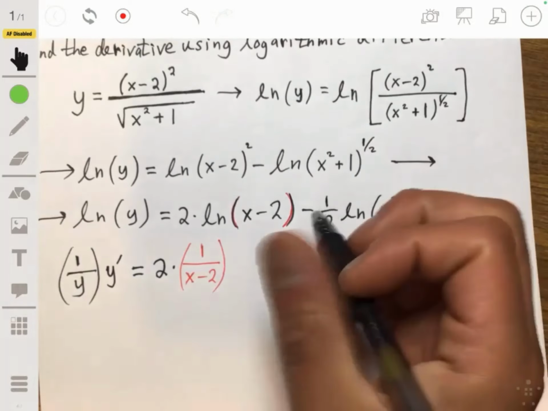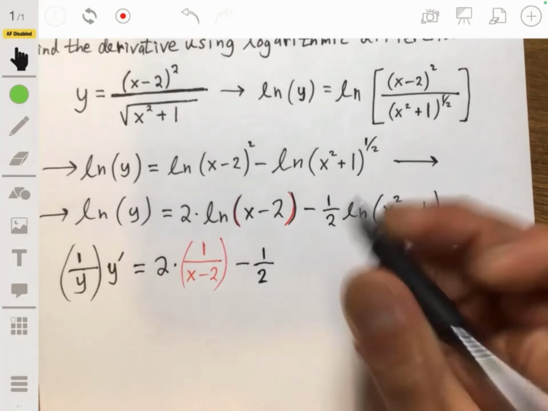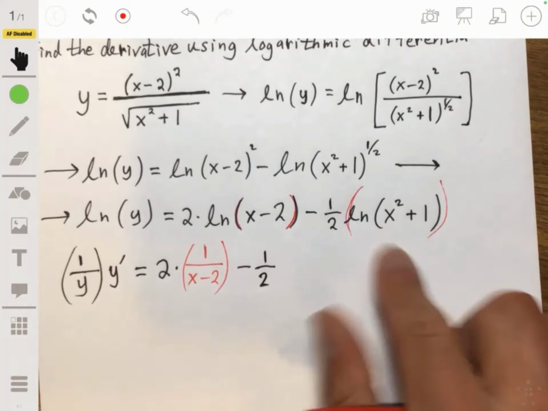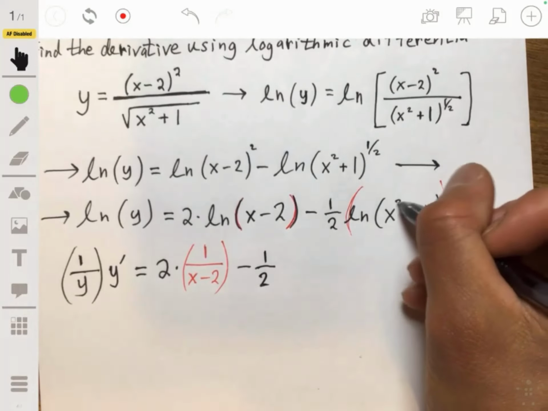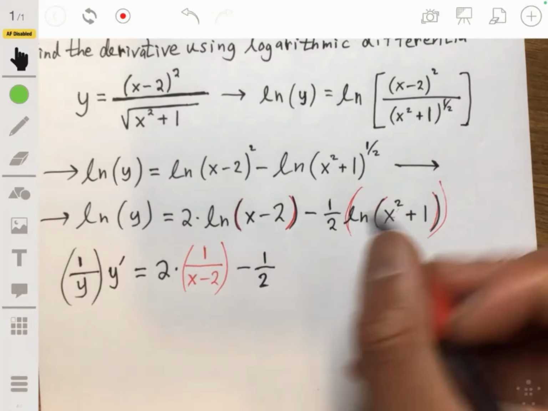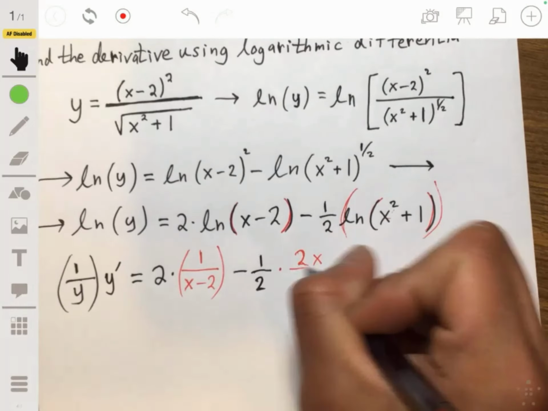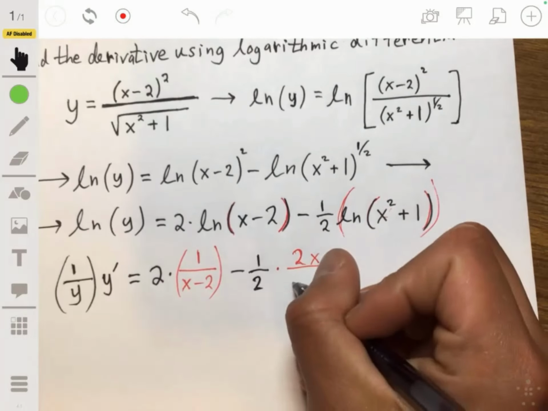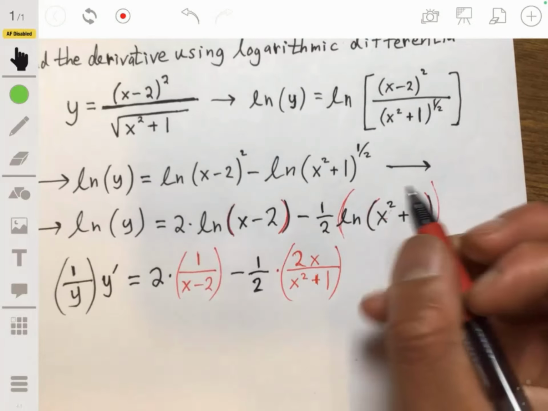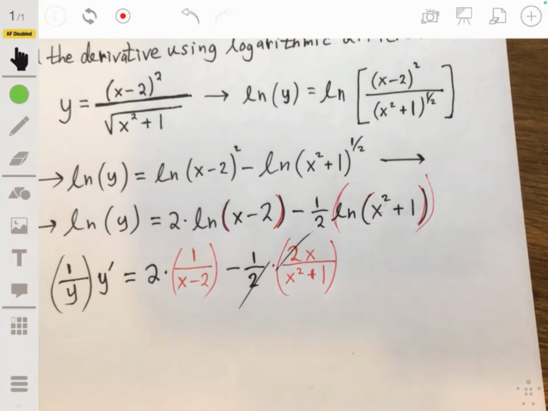And then we're going to have this minus 1/2 times the derivative of all this. Again, we take the derivative of the inside. So the derivative of x squared plus 1 is 2x. So we're going to have 2x on top all over this group. So all over x squared plus 1. And all of that is multiplied by that 1/2 here. And so these 2's cancel.